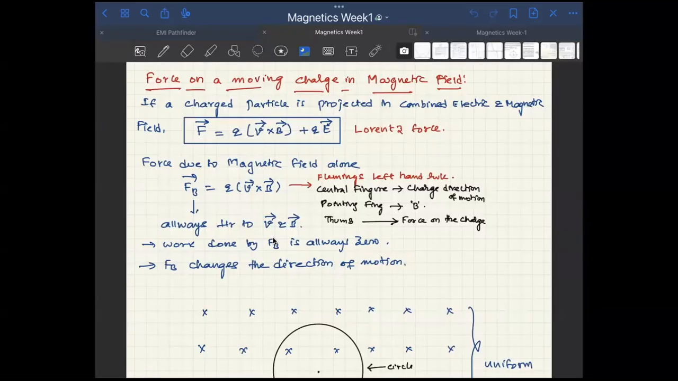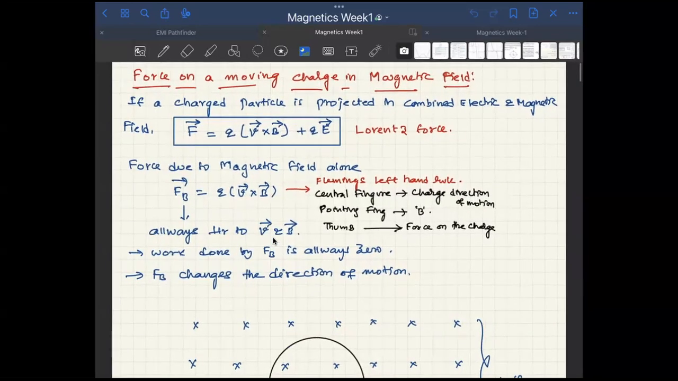So now this week comes under force on a moving charge in a magnetic field. Actually, this week you are entering into magnetics. Magnetic properties associated with a moving charge. That's the basic criteria.